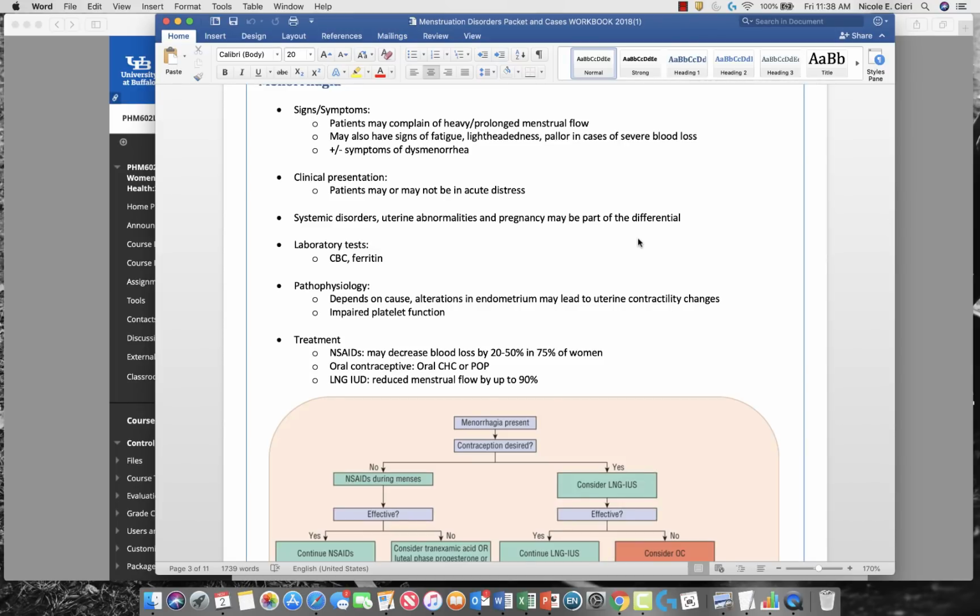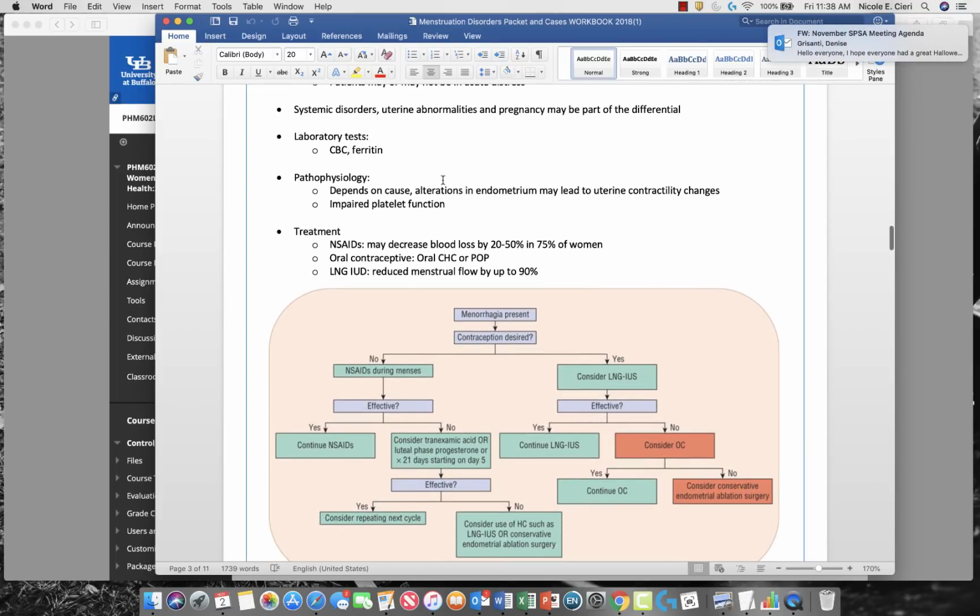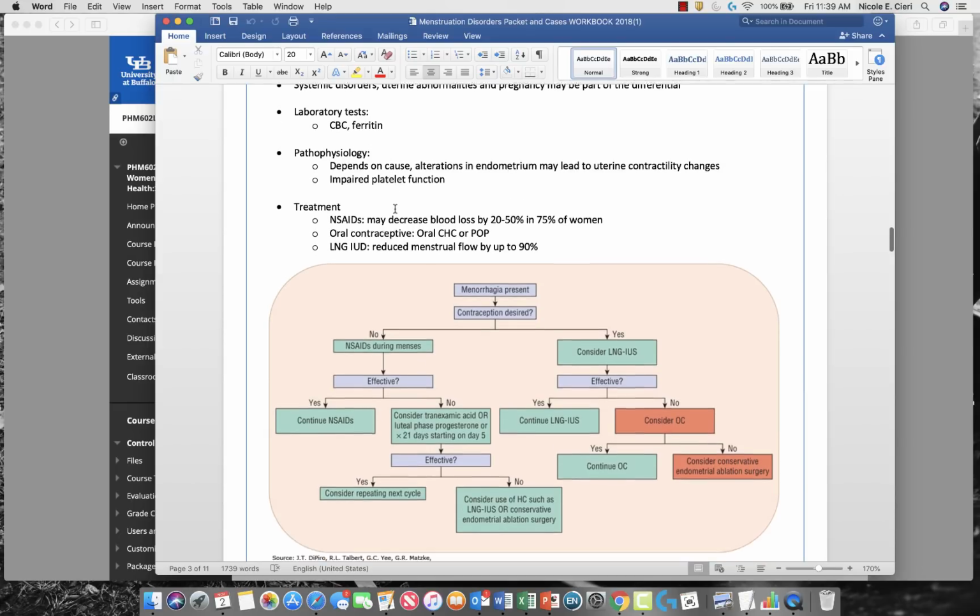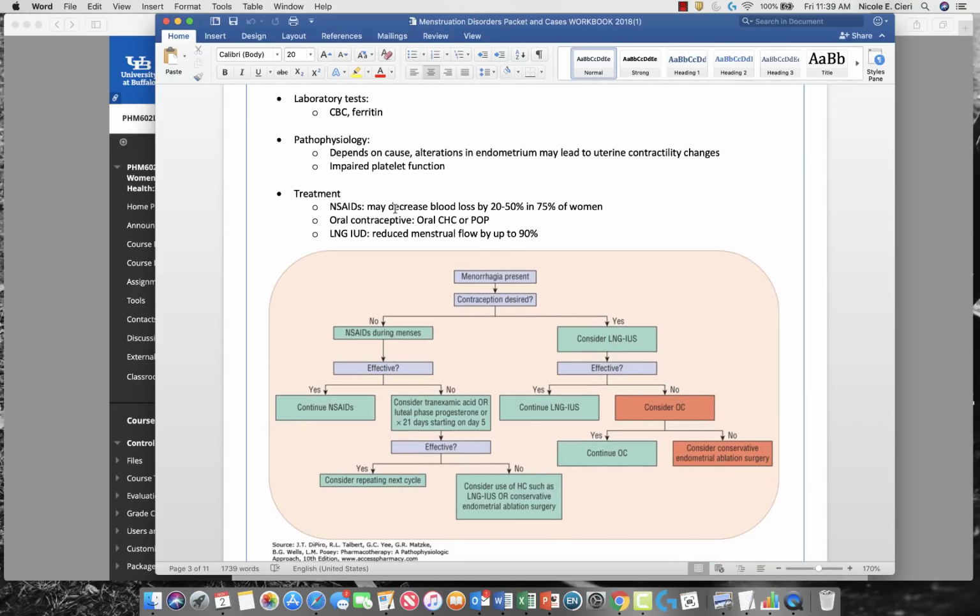There are a couple of different causes, and depending on the cause, they will lead to alterations in the endometrium, which can change uterine contractility, and additionally, sometimes platelet function or coagulation factors will be impaired as well. The biggest thing for treatment of menorrhagia, or a heavy menstrual flow, is initiating NSAIDs. NSAIDs can decrease blood loss by up to maybe 75% in some women and usually up to 50%. So just initiating NSAIDs, an over-the-counter option, is our first-line treatment.